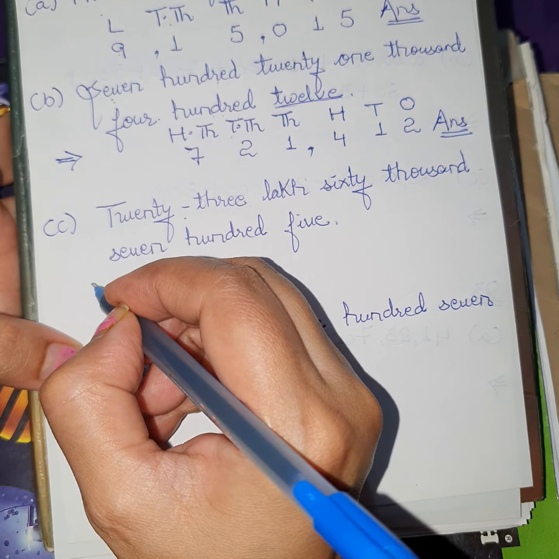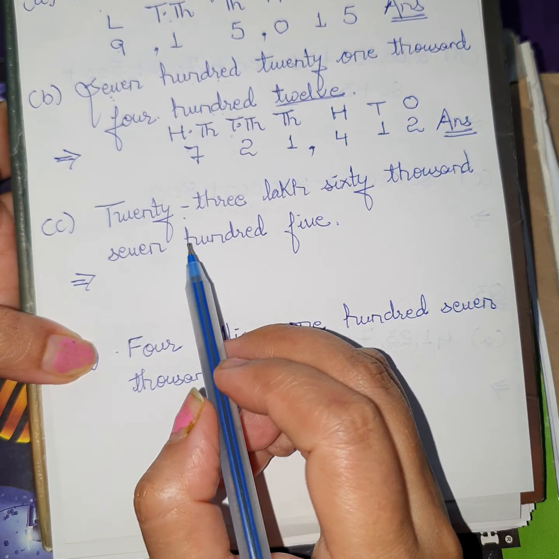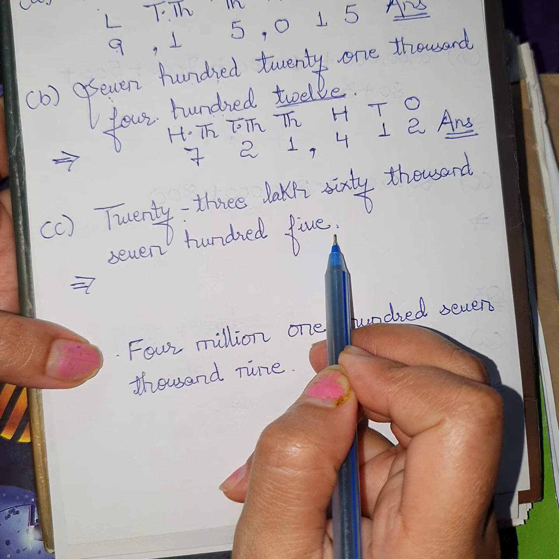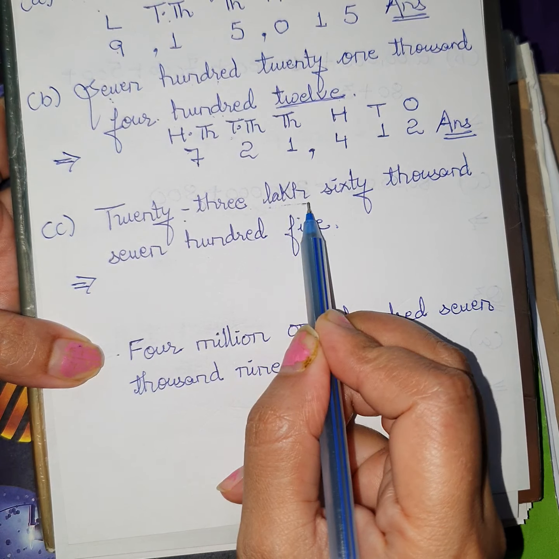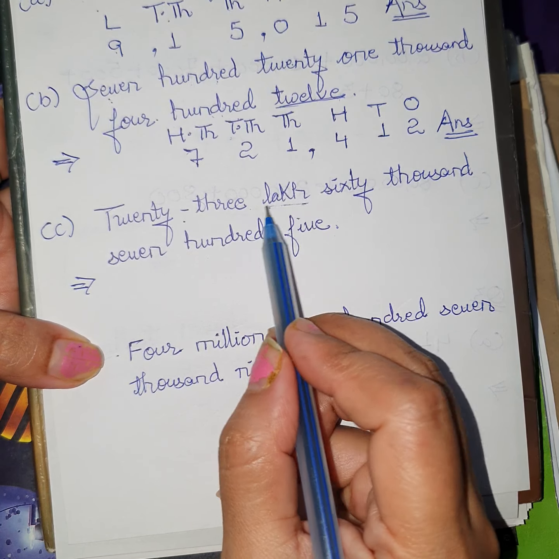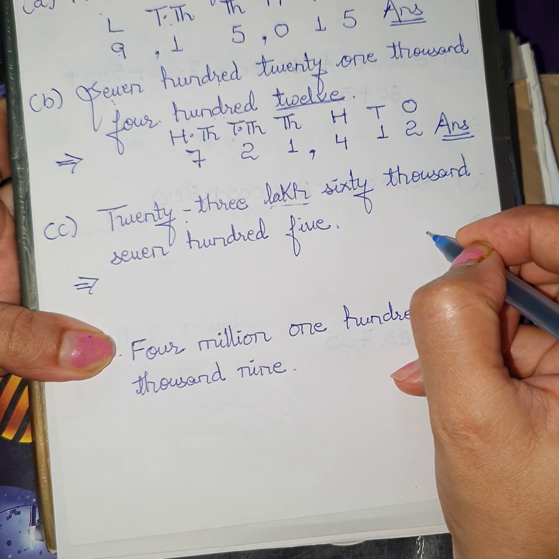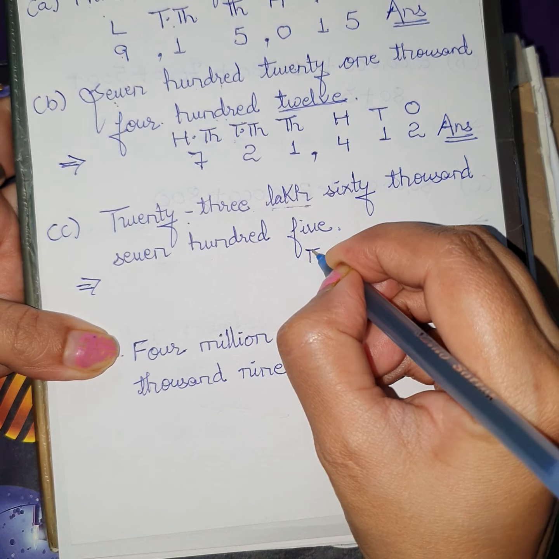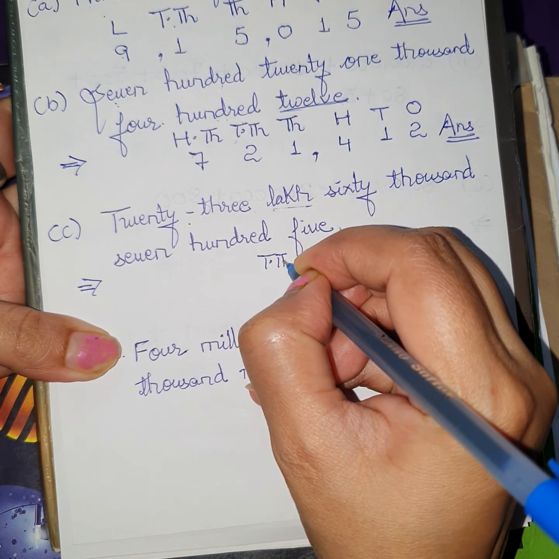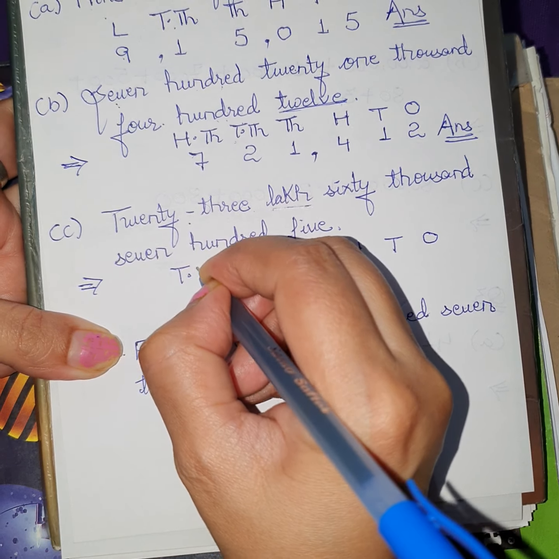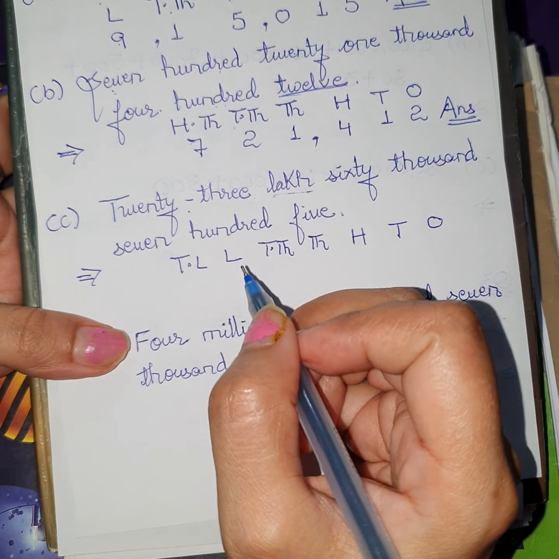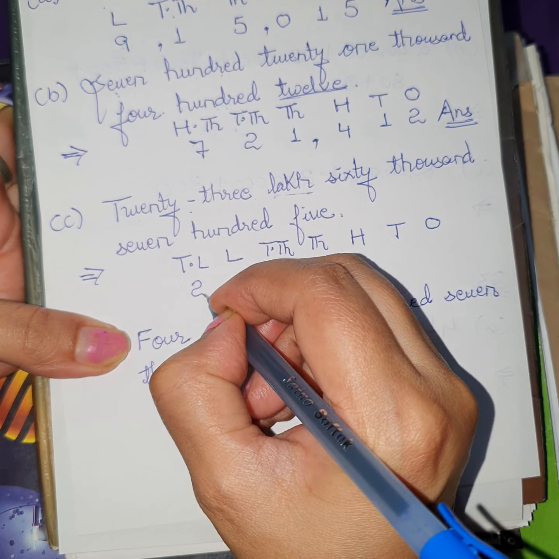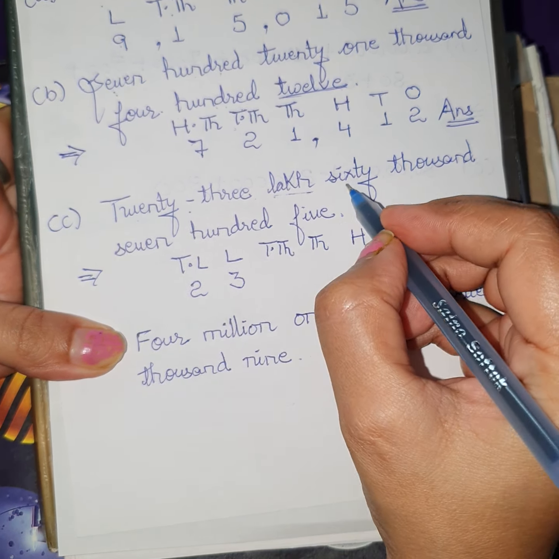Now pay attention on C part. C part is 23,60,705. 23 lakh. So the highest value is lakh, 23 lakh, that means 10 lakhs. So we will make the places till 10 lakh: ones, tens, 100, 1000, 10,000, lakh and 10 lakh. Now start placing the values in the place value chart. 23 lakh: so in 10 lakh 2 will come, in lakh 3 will come.